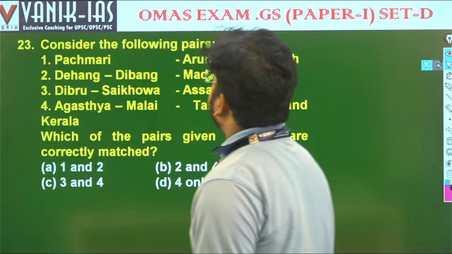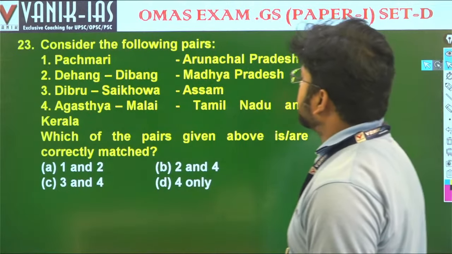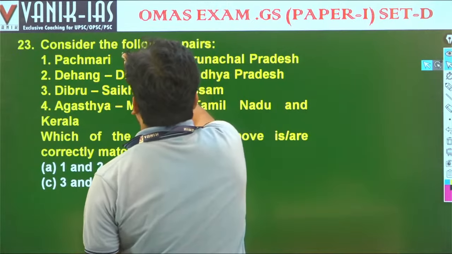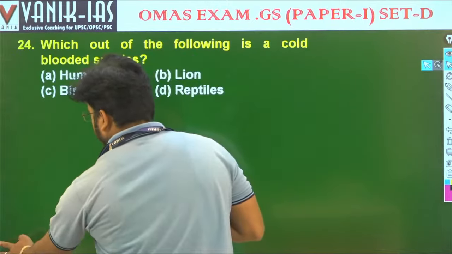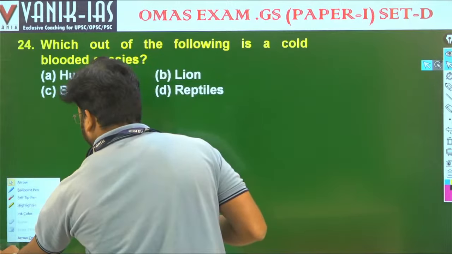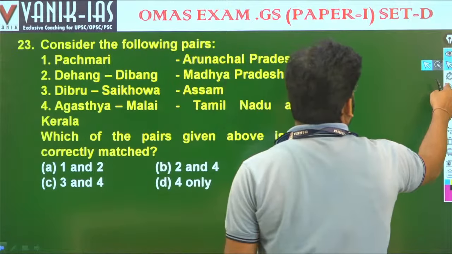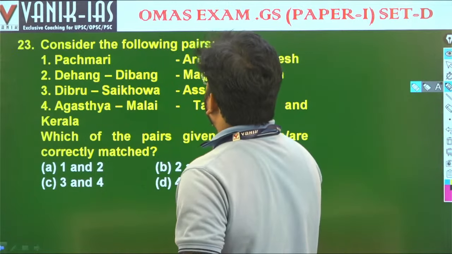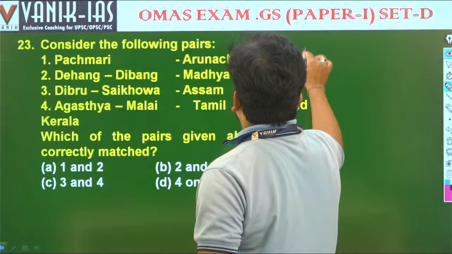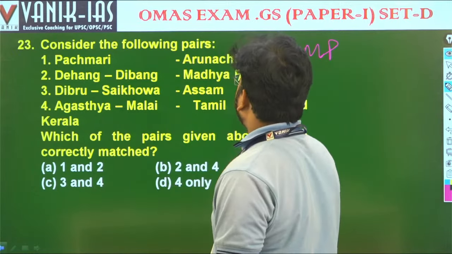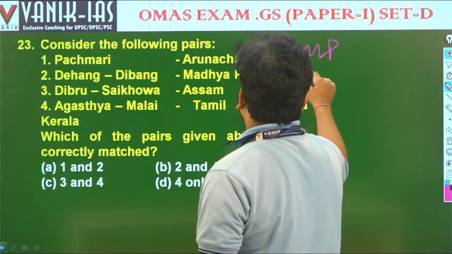Consider the following sanctuaries. Panchmarhi is in MP, right? Dehang Dibang is also a previous year question. Panchmarhi is in MP, not in Arunachal Pradesh. This is right. Dehang Dibang in Madhya Pradesh is wrong; it is actually in Arunachal Pradesh.